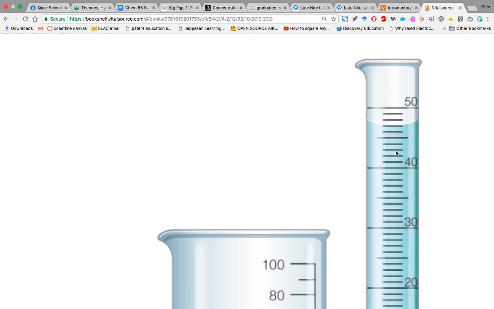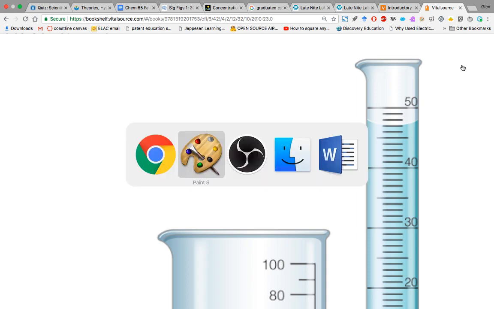1, 2, 3, 4, 5, 6, 7, 8, 9, 10. 10 steps, and 50 minus 40 is 10 milliliters. So 10 milliliters divided by 10 steps, each mark must be 1 milliliter. Here, let me show you.